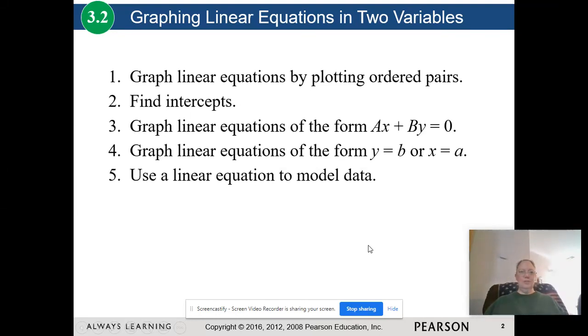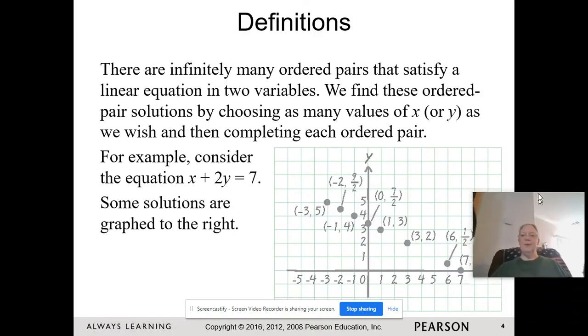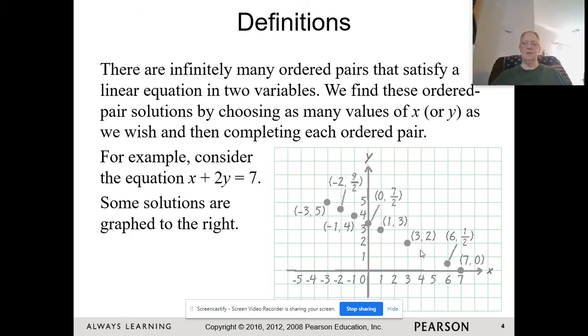Section 3.2, we're going to be graphing linear equations. In the last section, we talked about solutions of a linear equation, and all of these points right here are solutions to this particular linear equation.